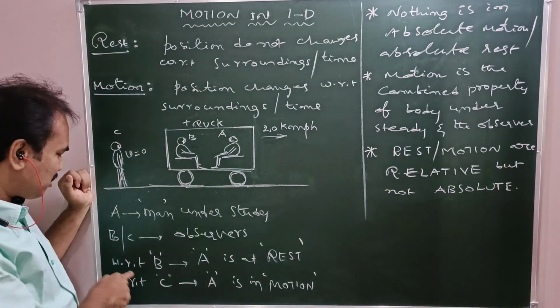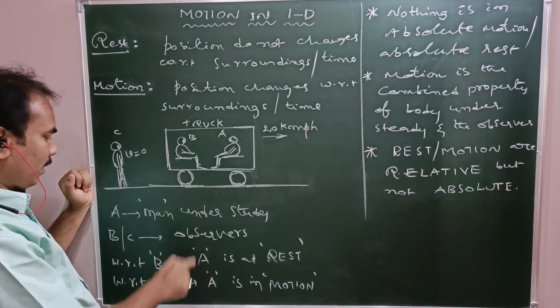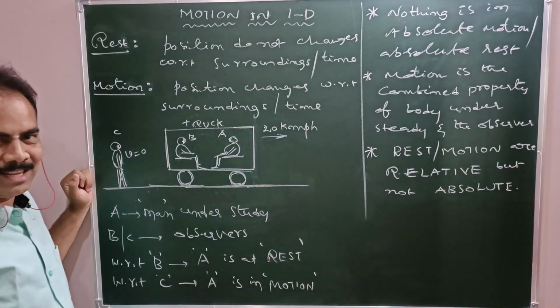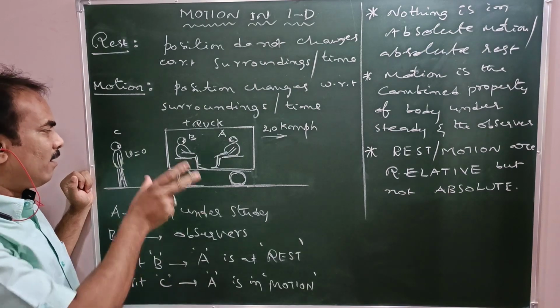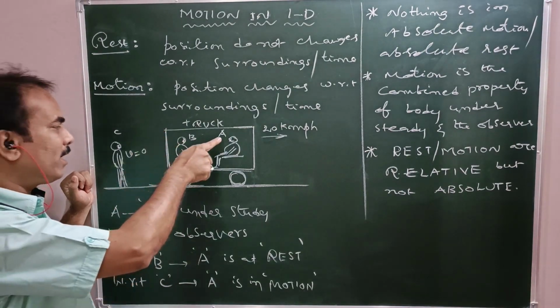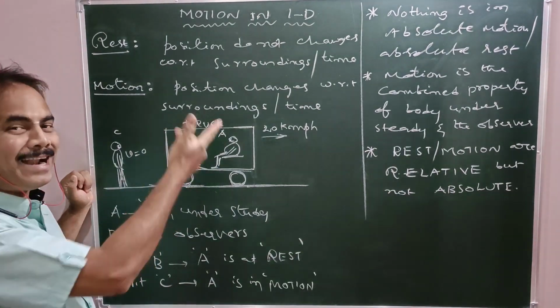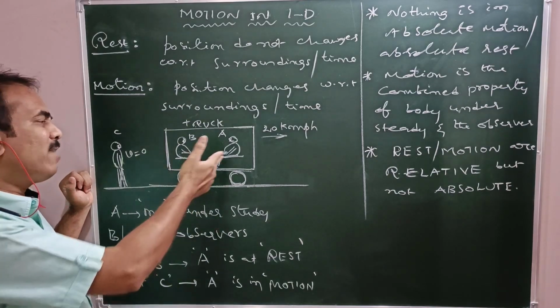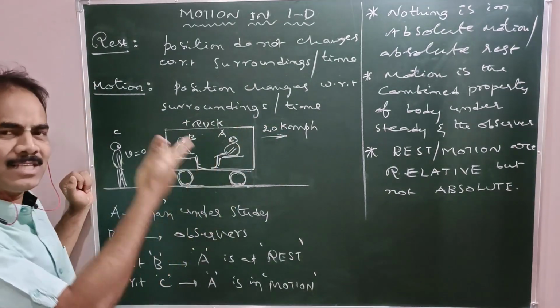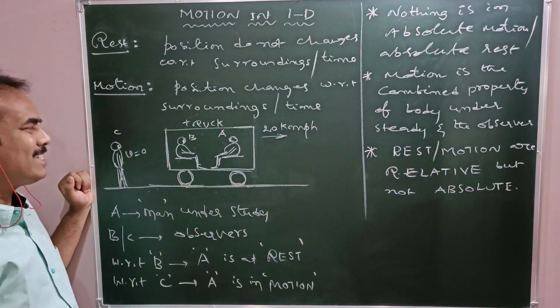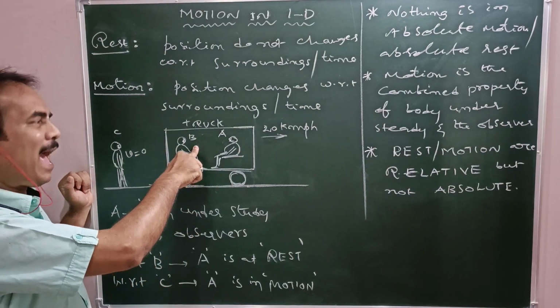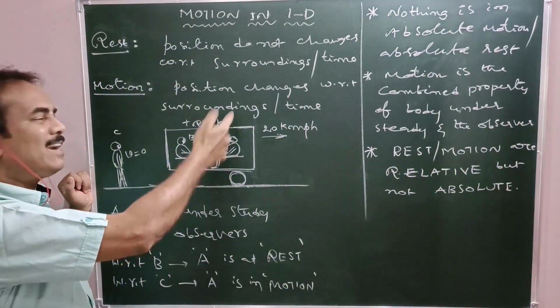So with respect to B, what is the state of person A? Rest. With respect to B, person A is at rest. That is the state of A with respect to B. Why? Because the frames attached to A and B are identical. As A moves with 20 kmph, B also moves with the same 20 kmph along with the truck with respect to ground. That is the reason why B observes as if A is at rest.